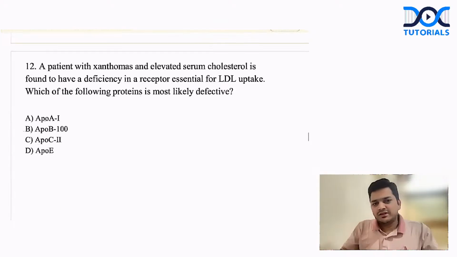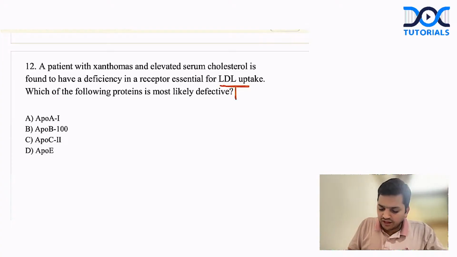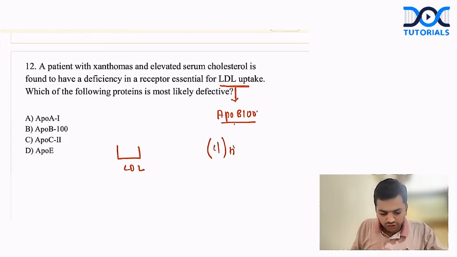A patient is having xanthomas and elevated serum cholesterol and is found to have a deficiency in the receptor essential for LDL uptake. Which of the following is most likely defective? See, this patient is having the LDL receptor defect. The LDL receptors are made up of the protein ApoB100. Here is the bag of LDL and here is the tissue which really wants the cholesterol to consume. This bag of LDL contains a receptor that is B100. With the help of B100, the cholesterol will be delivered here and the cholesterol consumption happens.